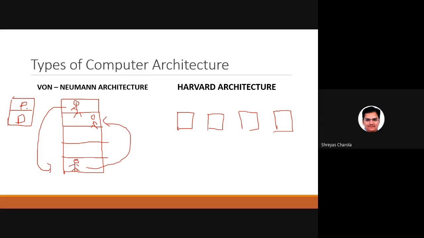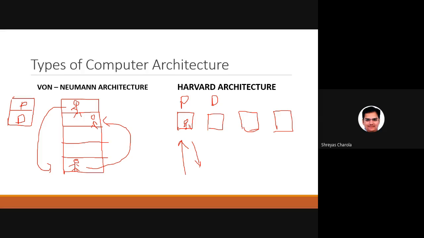But if I have different houses or different flats and I ask to read the data from here, it goes directly there, reads the data, and gives it to me directly. So the Harvard architecture works like this. They have a different program memory and a separate data memory also. Is it clear, all of you? Yes, sir.